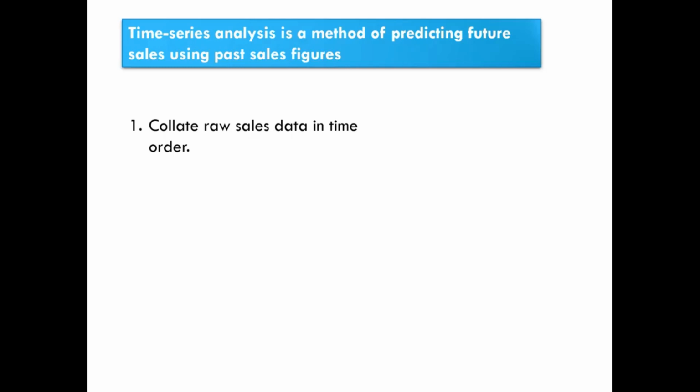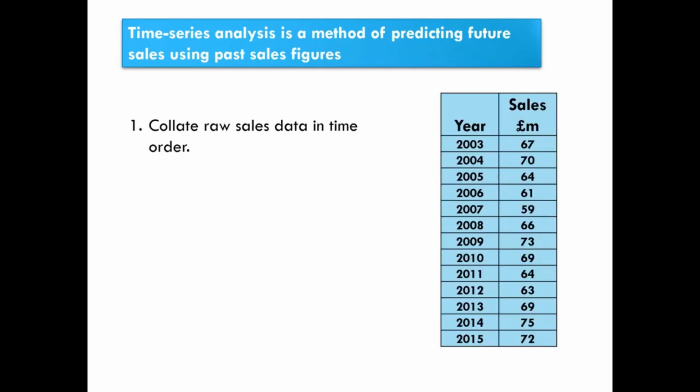So the first thing we have to do is collate raw sales data over time. So let's imagine that this is sales figures that we have going back from 2003 up to 2015. And these are the actual sales figures. What we're trying to do is create a forecast that we could use to generate 2016 and 2017's figures. And we do that by smoothing out the data using a process called moving average.